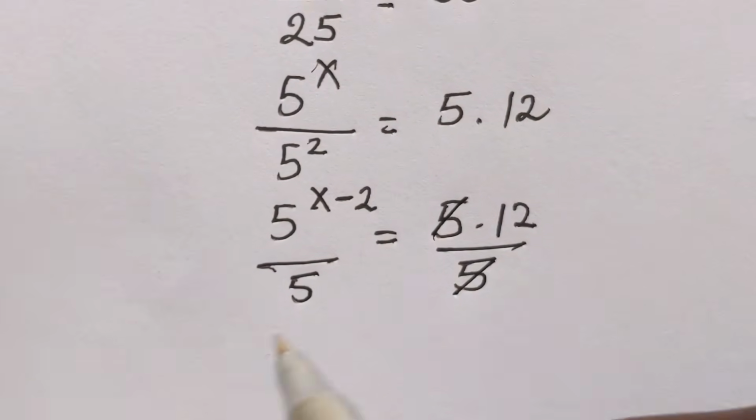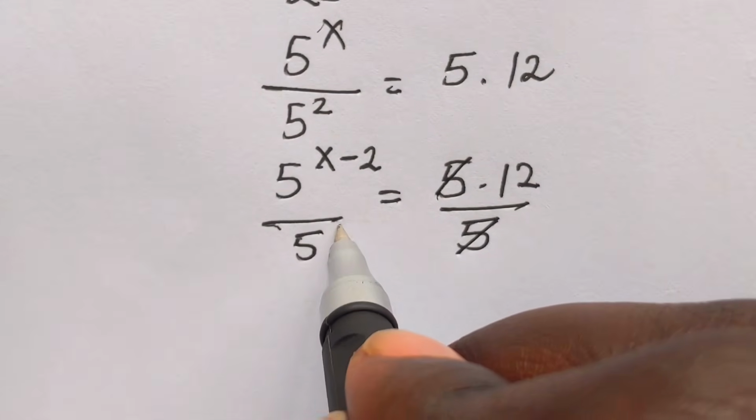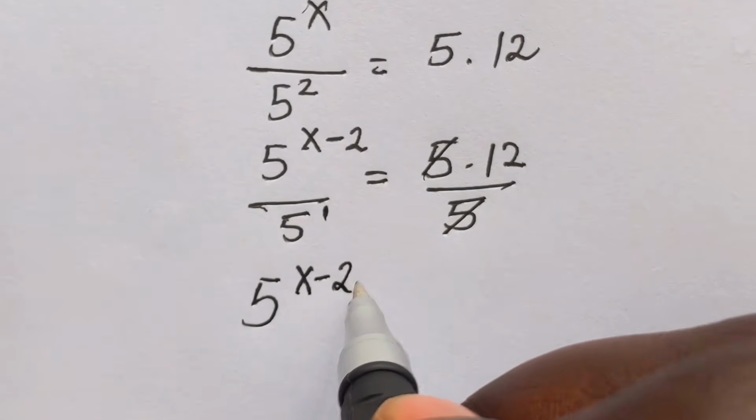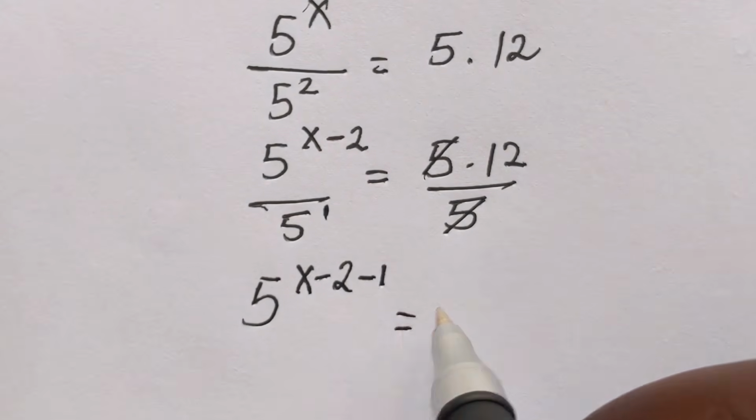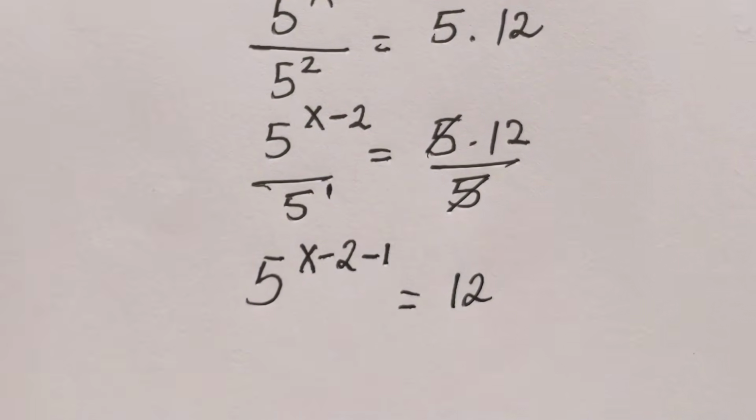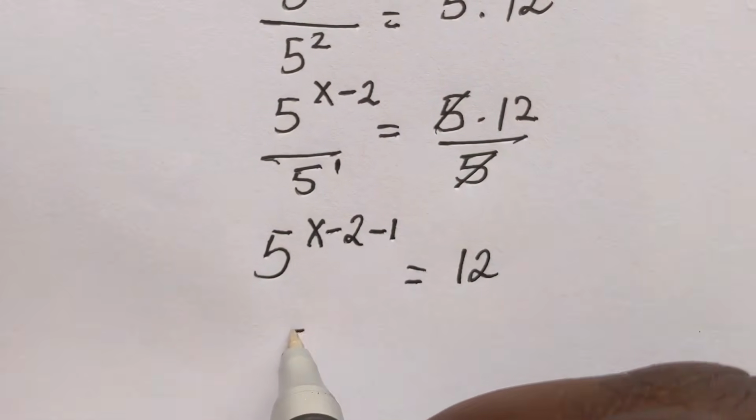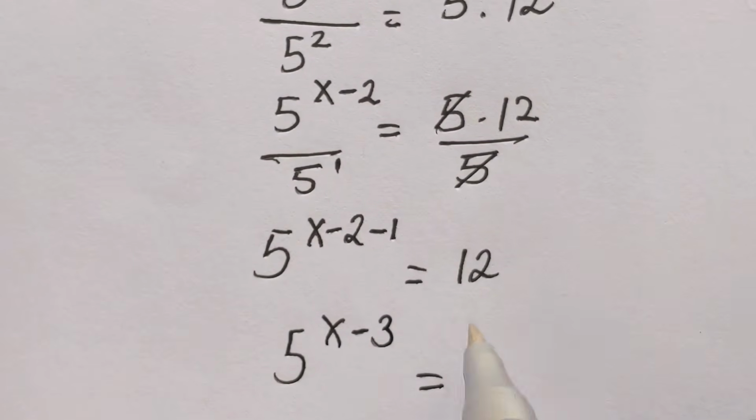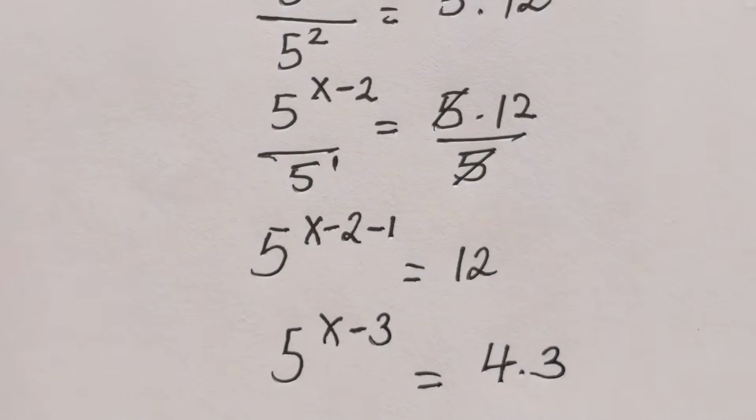This one and this will be cancelled, to get 5 to the power 1 on the right side canceled, so that we have 5^(x-2-1) equals 12. And you should get 5^(x-3) equals 4 times 3.